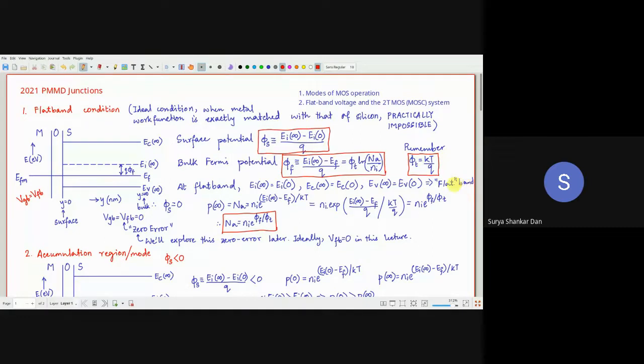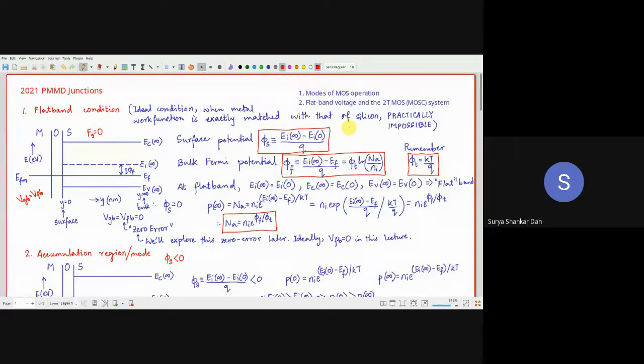Now, if it is a flat band, think about this. What is the gradient of these energy bands? Zero. If the gradient of the energy bands is zero, what is the field? Your Fy field, the vertical field. Remember, this is y. Fy is equal to 0 in this case. So, what does it mean?